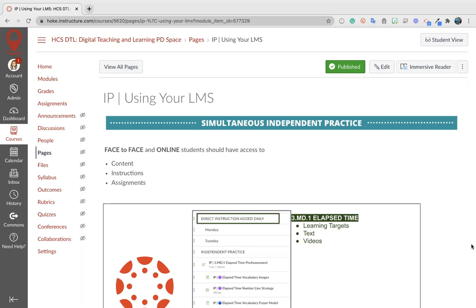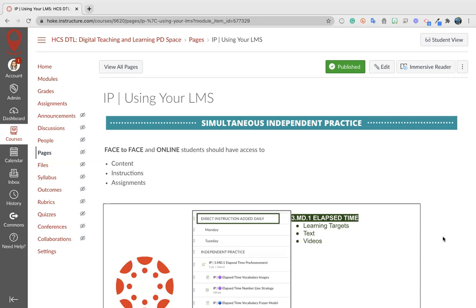And really what we're encouraging is that if you can have your content and instructions and assignments in Canvas, that way your face-to-face and online students can have access to that. It will be super helpful for all of those kids and you.